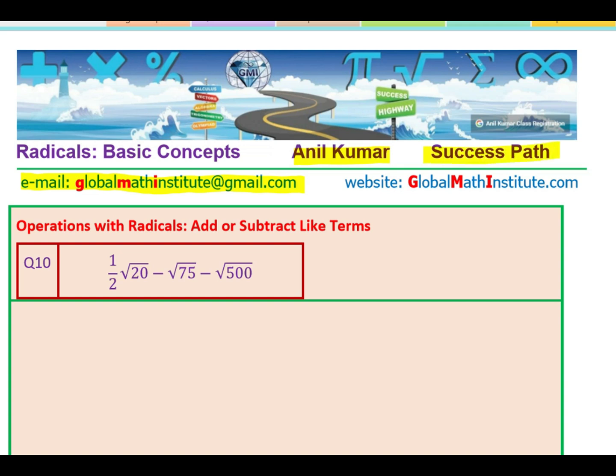Perfect. So this one here is half of square root 20. I think we rewrote this question. Question number 11. Well, this is similar to what we did.